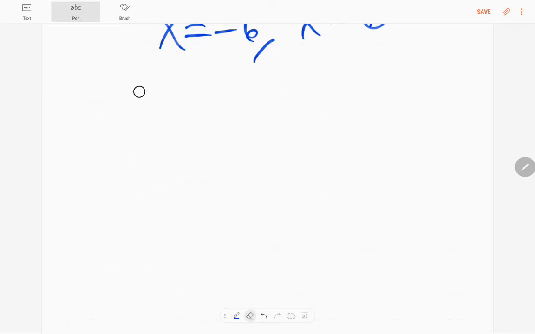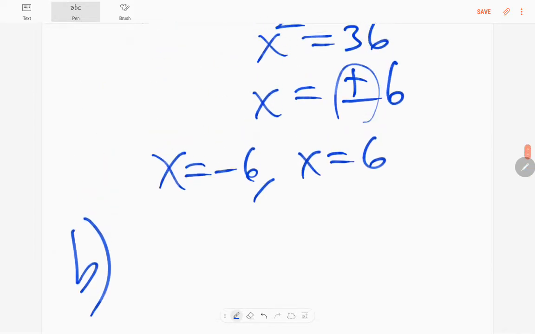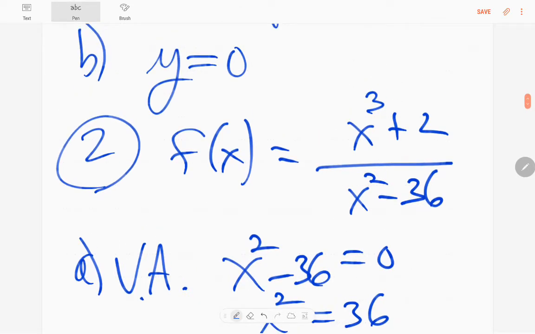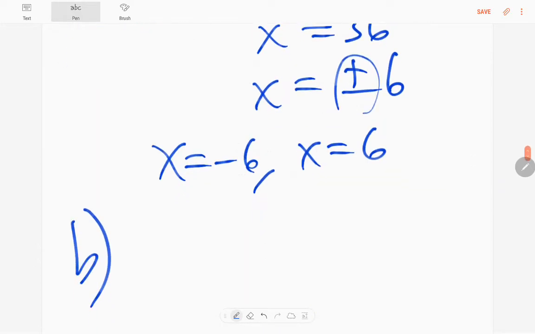But let's go ahead and do part B, which is to find the horizontal asymptotes of the graph. And let's go back up to the graph. Now notice the degree of the top is 3, the degree of the bottom is 2. Whenever the degree of the top is bigger than the degree of the bottom, there are no horizontal asymptotes.